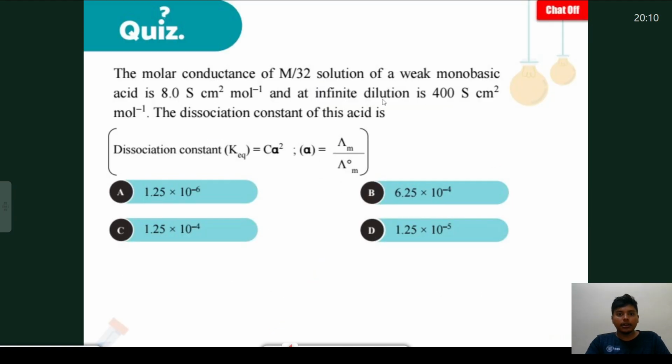Okay, go ahead. Tell. Dissociation constant K, Ka value. K equals C alpha square. Directly you can. Go ahead. Find out alpha, then C alpha square.